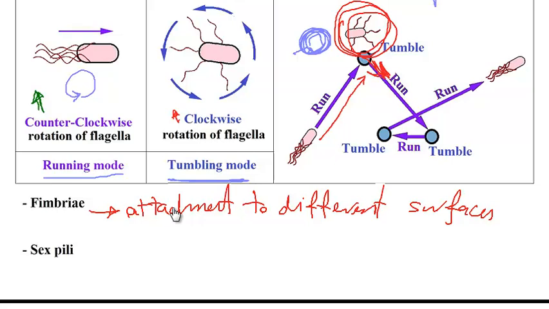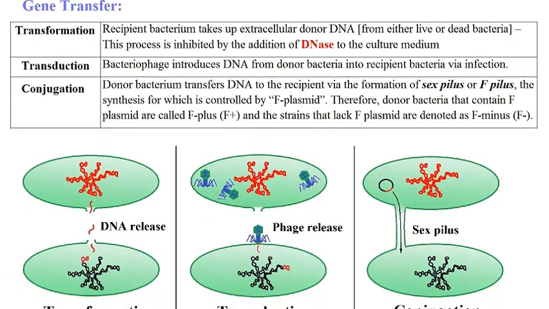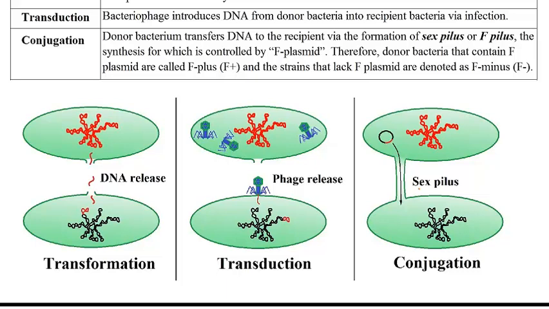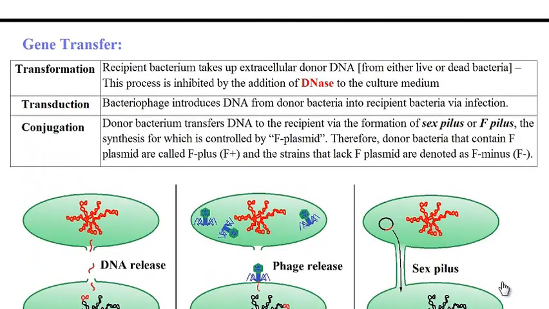And then we have the sex pili, which are basically tubular structures that help transfer DNA from one bacterium to another bacterium, and this process is referred to as conjugation when a pili is used. And that's basically the next topic that we are discussing, different modes of gene transfer. So if a sex pili is used to help transfer a plasmid from one bacterium to another, this process is called conjugation. So let's now go over different modes of gene transfer from one bacterium to another.